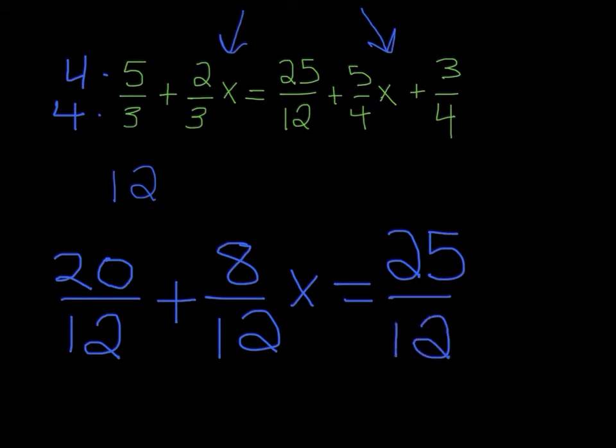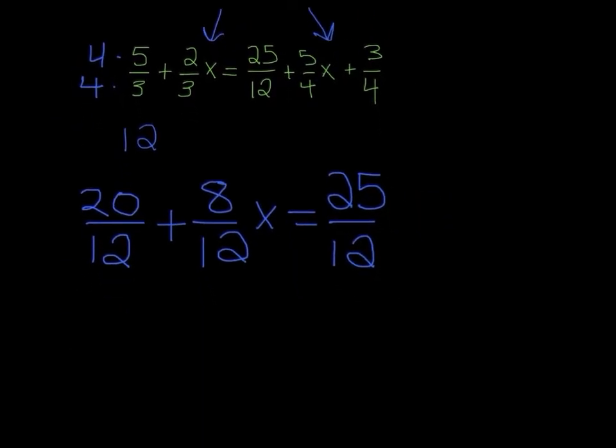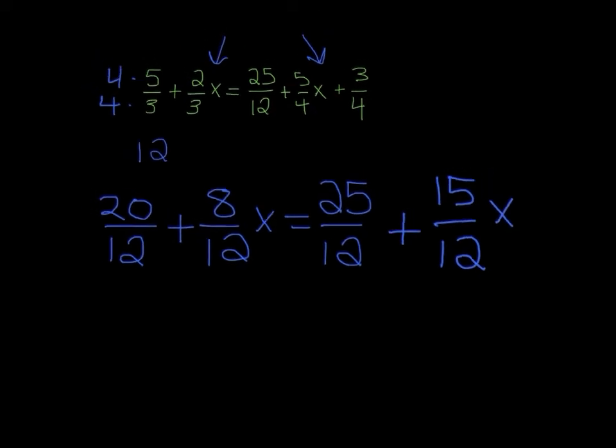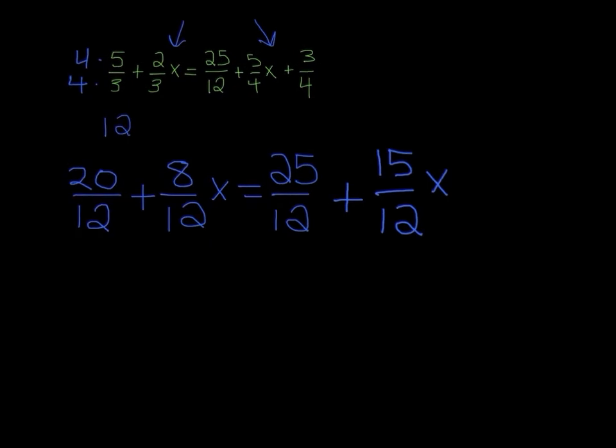Now I can already see that I'm running out of space, so I'm going to shrink things down a little bit. All right, now my next one, 5 over 4x. For that fraction, I need to multiply each term by 3 to get 12 in my denominator. So that will become 15 over 12, and I can't forget to include my x. And then lastly, my last term will be 3 over 4. I'm going to convert that into 9 over 12.